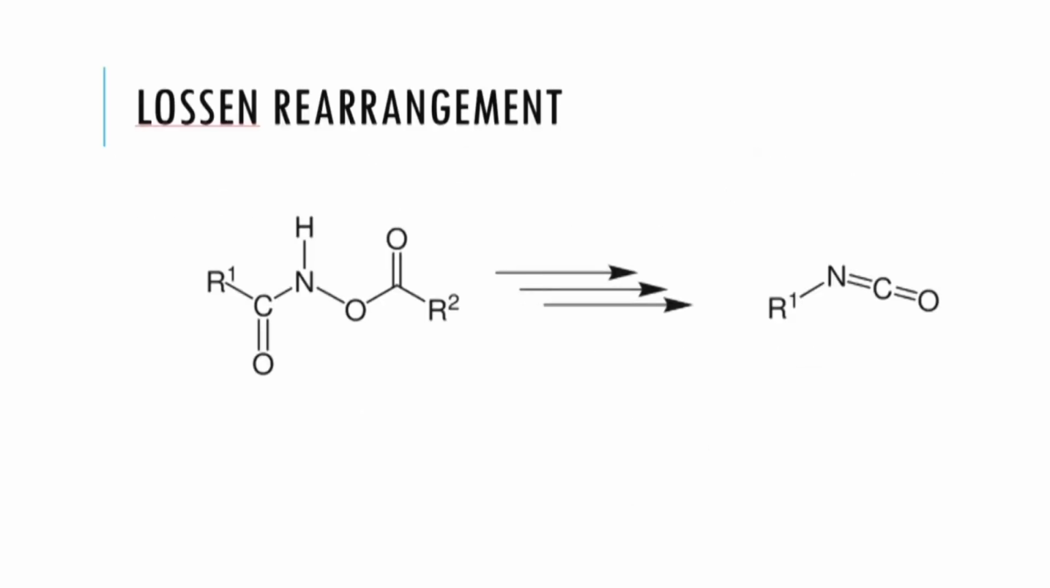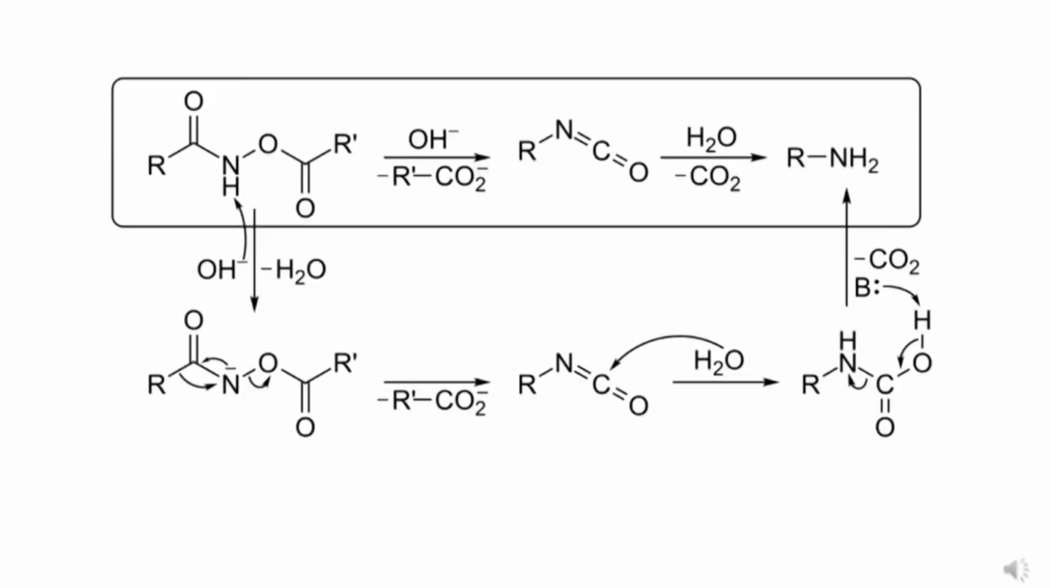The last rearrangement that we're going to look at in this series is the Lossen rearrangement, where again it involves the formation of an isocyanate, and this isocyanate is produced using this intermediate as shown here. Now let's look at this reaction. So, this is again very similar to the bromamide and the other isocyanate based reactions.